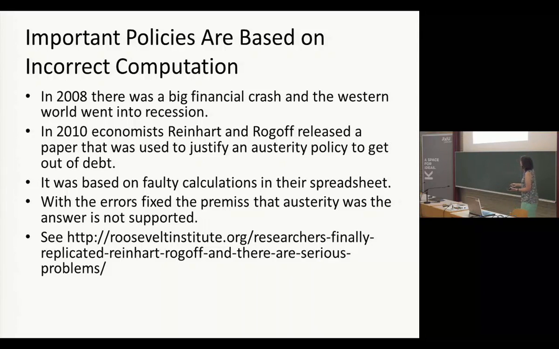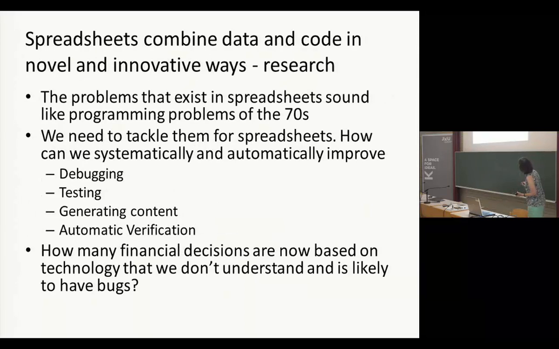So, if you fix the errors in the premises, if you actually go through the spreadsheet and make it correct, you find out that austerity is not the best way. So the whole Western world has spent its time trying to do austerity to get out of recession, and it wasn't the right way of doing this, a spreadsheet error. Right?